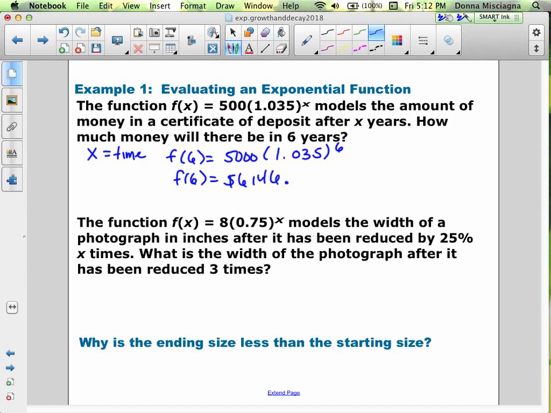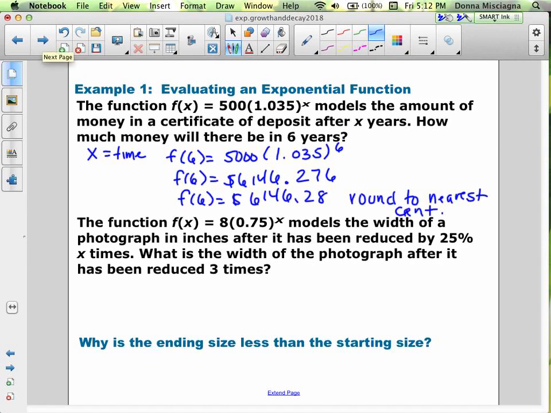This is money, so round to the nearest cent. So I have 276. That means it's going to be 28. That would round up. Right, so I'll just put 0.276, just so you can see, and that rounds up. So just round these to the nearest cent, because nobody's going to give you a fraction of a cent anyway. That's an E. All right, let's look at the next one here.